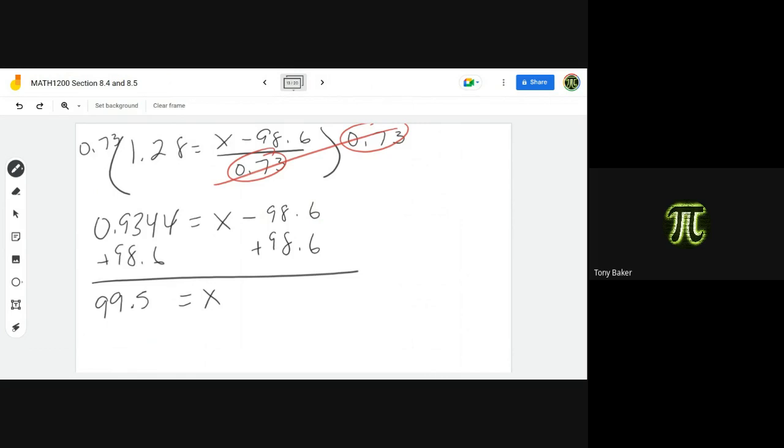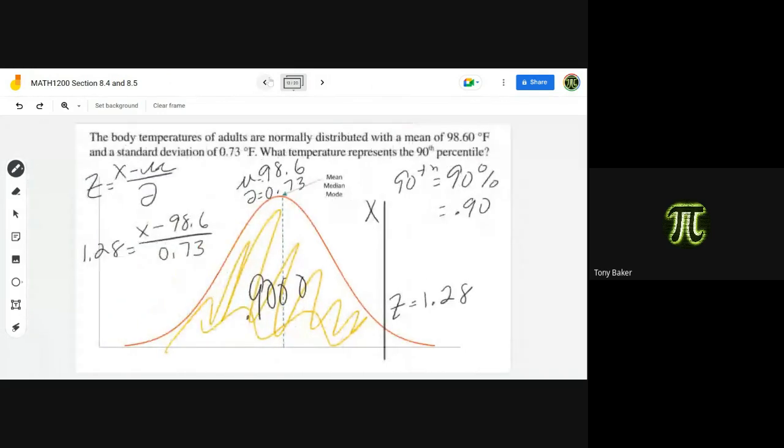All right. So, just like we were doing in the other ones, you can go both directions. So x was 99.5. So we can go either direction for this and get the right answer. It all goes back to drawing the picture and marking what they gave you, what they're looking for.